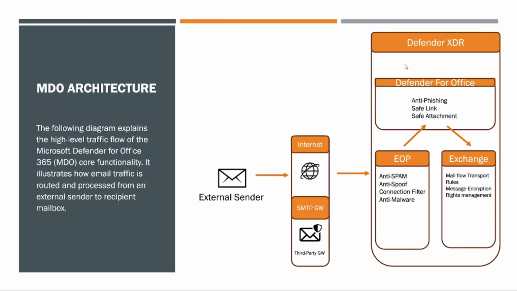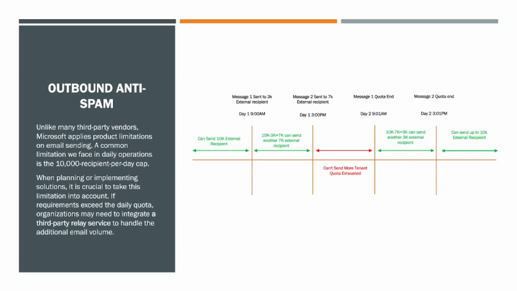As explained in previous videos, the Exchange Online Protection solution consists of four main components: inbound anti-spam, outbound anti-spam, connection filter, and anti-malware. Outbound anti-spam. Unlike many third-party vendors, Microsoft applies product limitation on email sending. A common limitation we face in daily operation is the 10,000 recipient per day cap.